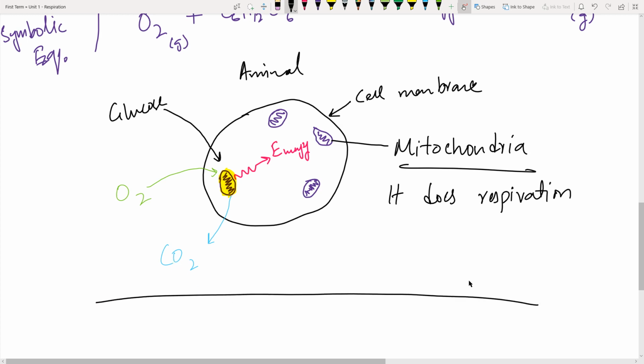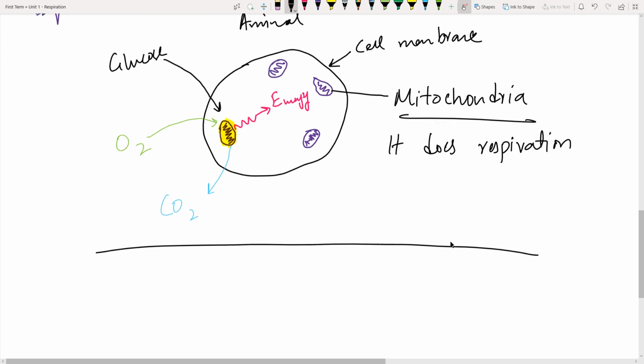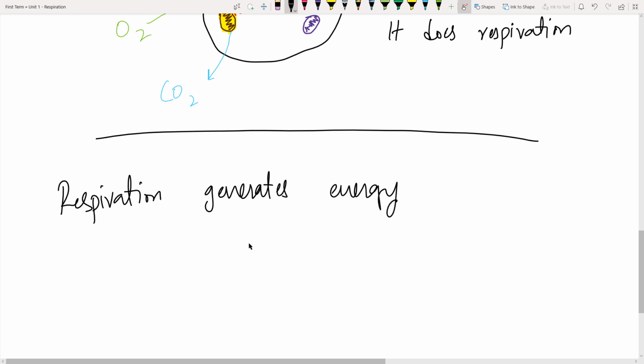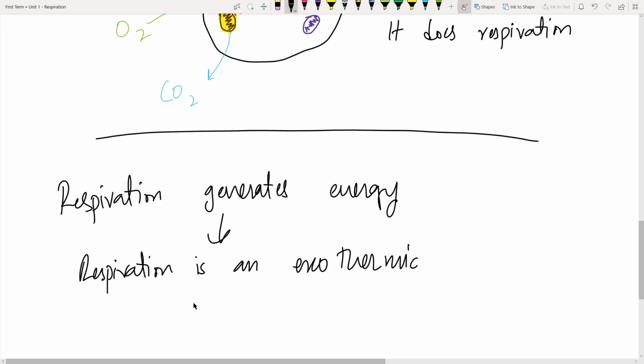Now this is called respiration. I hope you are able to understand how respiration works. Now over here I'm going to give another important piece of information: respiration generates energy, so this tells us that respiration is an exothermic process.